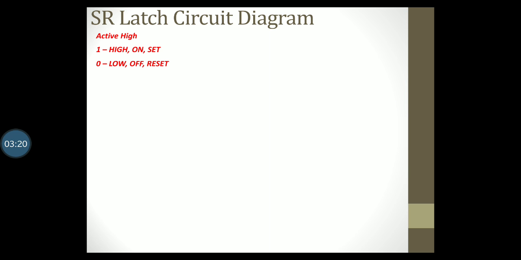Now remember, the concept of digital logic that we are most comfortable with is the active high logic, where 1 indicates a high voltage or on state or set state, and 0 indicates a low voltage or off state or reset state. The circuit which we are about to study represents an active high SR latch. This is what an SR latch looks like.